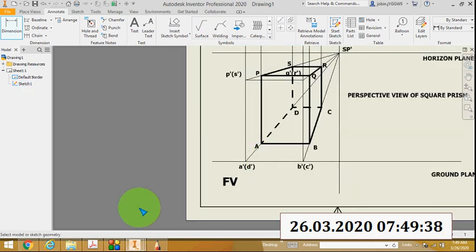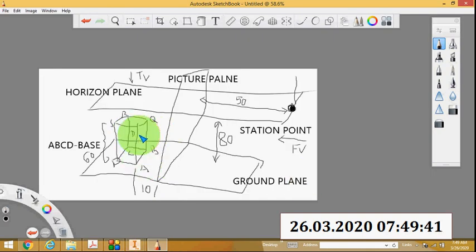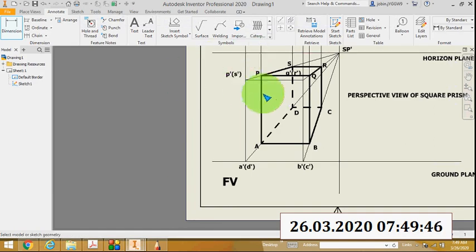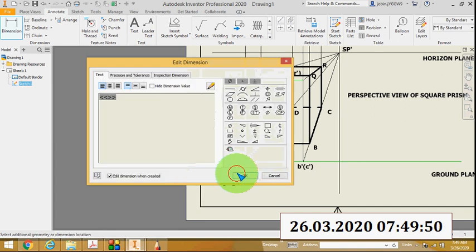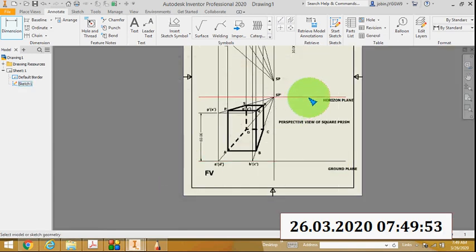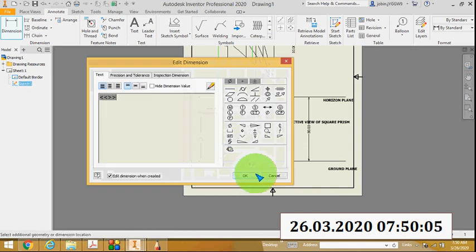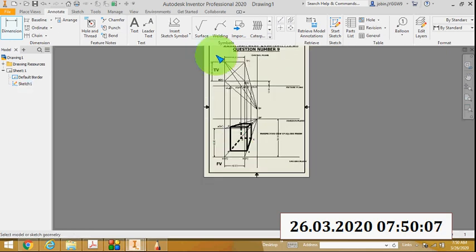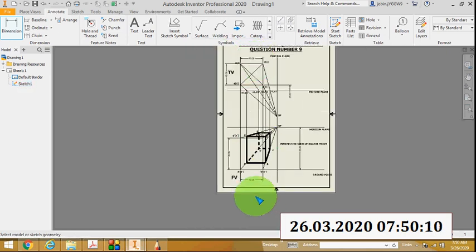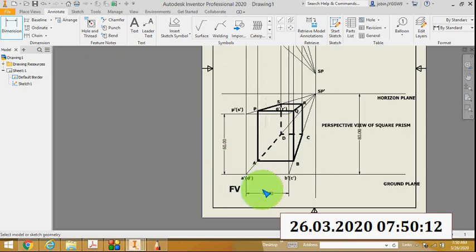Then I will draw the front view. What is the shape of the front view? The front view is a rectangle of size 60 mm. Then I will draw the ground plane and picture plane, horizontal plane. It is 80 mm above the ground plane. So the top view is a square of dimension 40, and the front view is a rectangle of dimension 60 by 40.